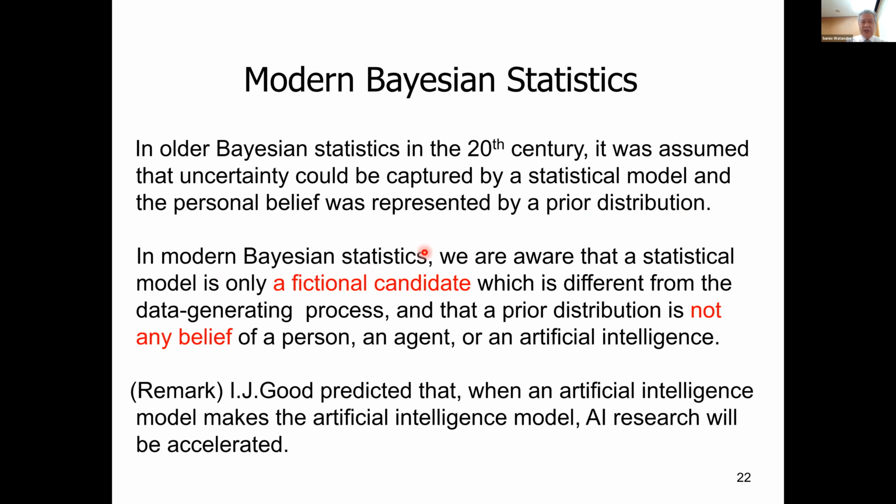In modern Bayesian statistics, we are aware that a statistical model is only a fictional candidate, which is different from the data generating process, and that the prior distribution is not any belief of a person, an agent, or an artificial intelligence. So the prior distribution is also a statistical model. Remark: a statistician could predict that when an artificial intelligence makes the artificial intelligence model, AI research will be accelerated. So the artificial intelligence also makes a statistical model and a prior distribution.